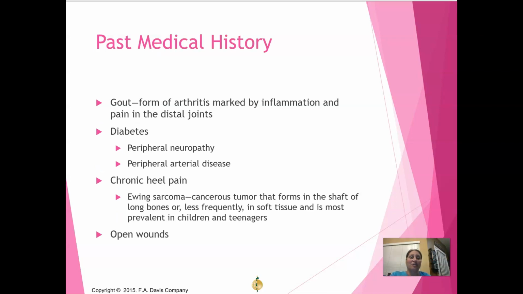So asking what their past medical history is. Do they have diabetes, or does diabetes run in their family?